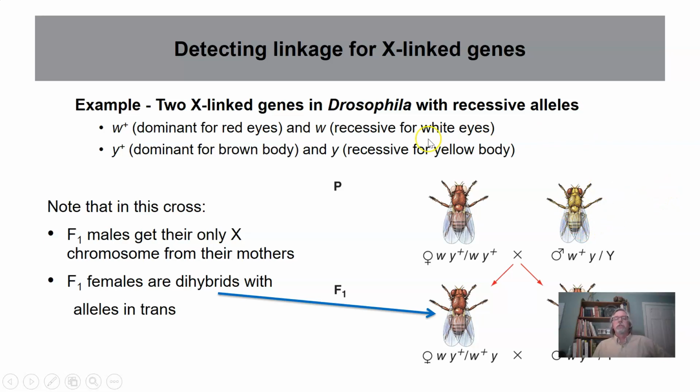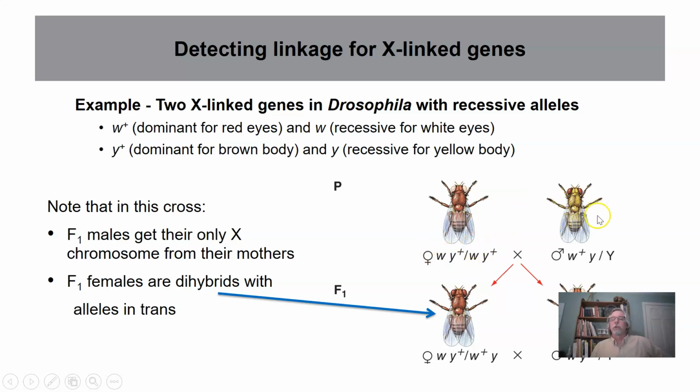Okay, so let's set up a cross, and we're going to go back to the parental generation here with a pure breeding female strain that's white-eyed and brown-bodied. Mutant allele for eye color, wild-type allele for body color. She's pure breeding. She is homozygous for both: homozygous mutant for eye color, homozygous wild-type for body color.